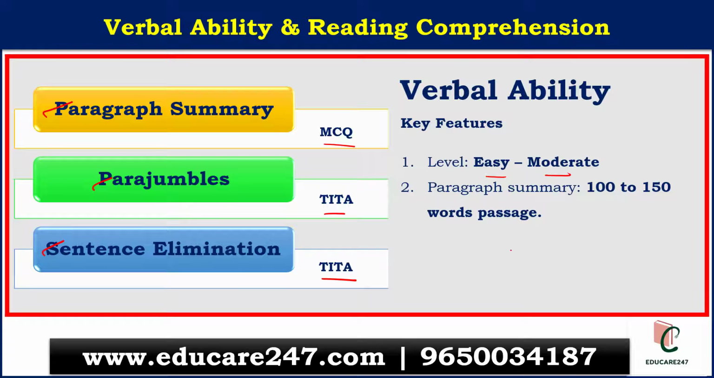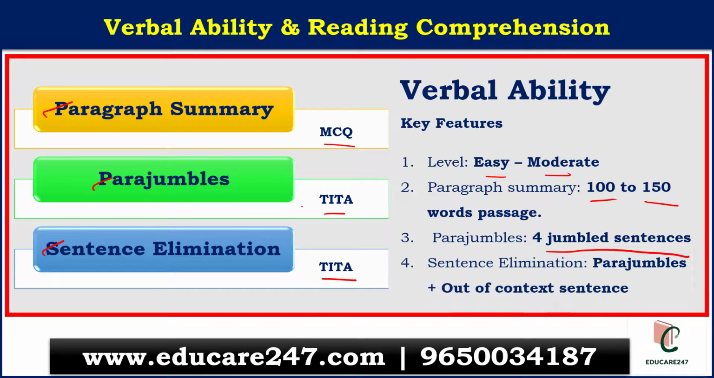Para summary questions would have short passages of 100 to 150 words or even 200 words in some cases. Para jumbles, generally it's observed that they have four jumbled sentences and you have to arrange them. For sentence elimination, it's seen that there are 4 or 5 sentences depending on the year. So it will be the same as para jumbles plus one out of context sentence. So this was the total verbal ability part.